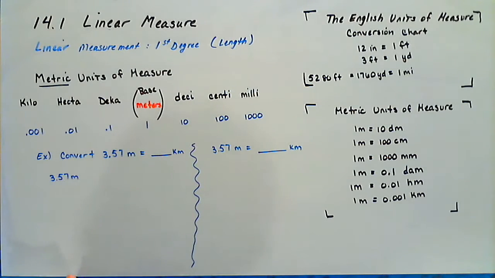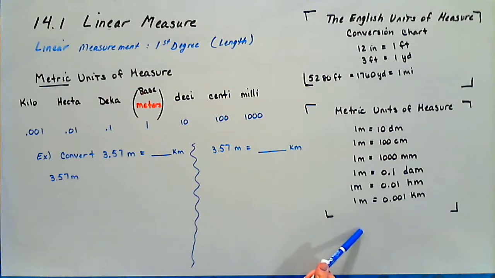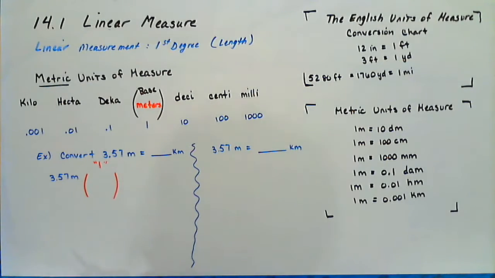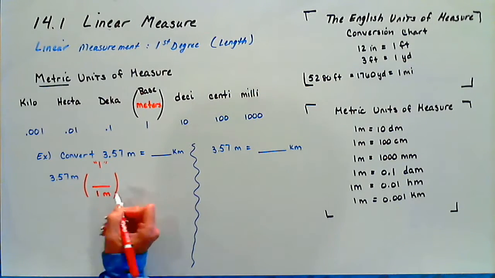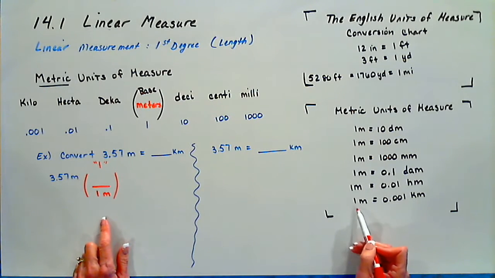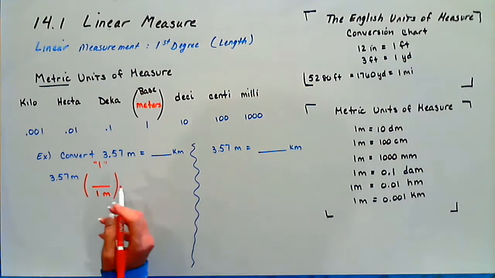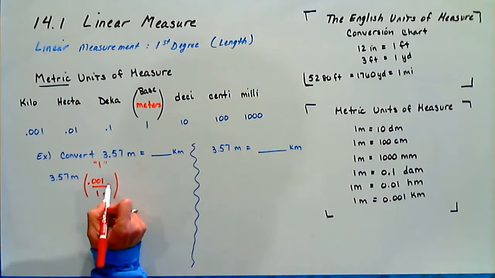3.57 meters. And since I'm going from meters to kilometers, I need to know what my conversion fact is. So my 1 unit of measure that I'm going to use, I'm multiplying by the number 1. It's just a 1. Now remember, I want to reduce the meters. So 1 meter goes in the denominator. Since we're trying to change it to kilometers, I can see that 1 meter is the same as 0.001 kilometers.